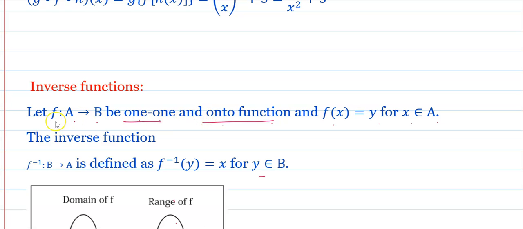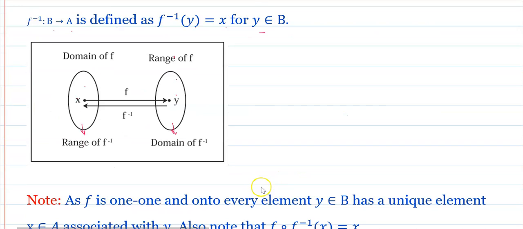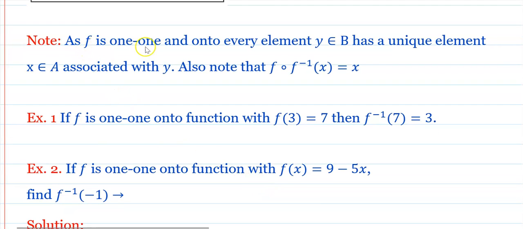What is that again? I will repeat here. f is defined from A to B, is one-one and onto, and f of x is equal to y for x in A. The inverse function f inverse is defined from B to A, as f inverse of y is equal to x for y in B. Now the next. Note that f is one-one and onto. Every element y in B has a unique element x belonging to capital A associated with y. Also note f o f inverse of x is equal to x.